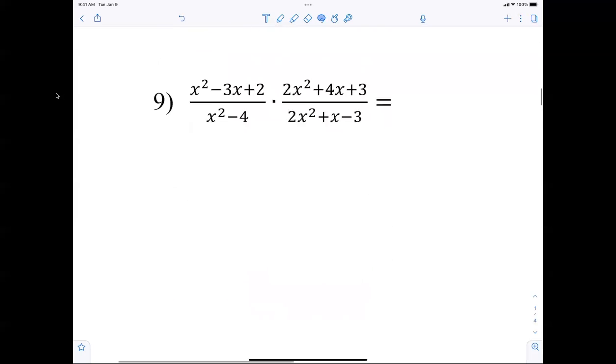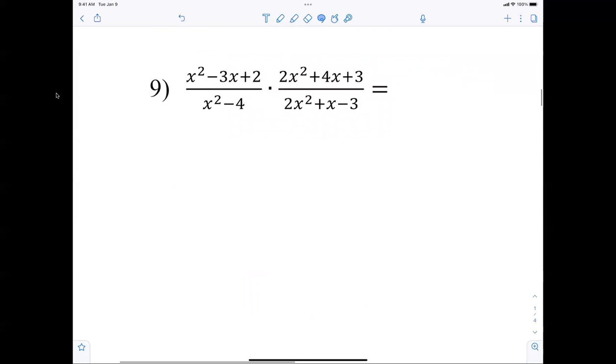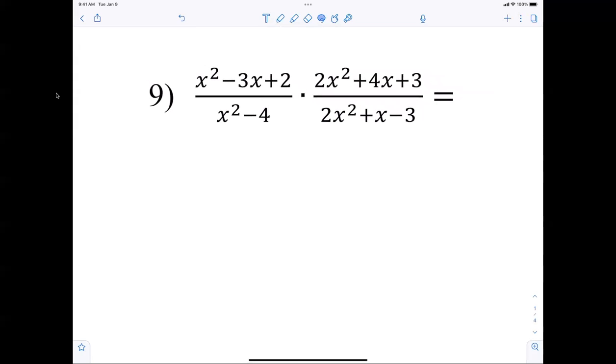All right, let's knock out number 9. Number 9 is kind of annoying because there's a lot of what? A lot of factoring. So factor the first one, please. What's the top one factor to? Yeah, x minus 1, x minus 2. And now the bottom one is what? x minus 2.